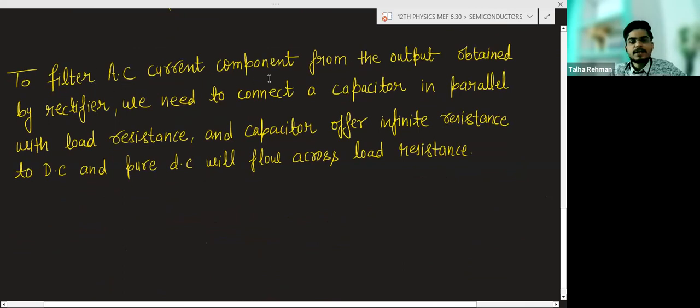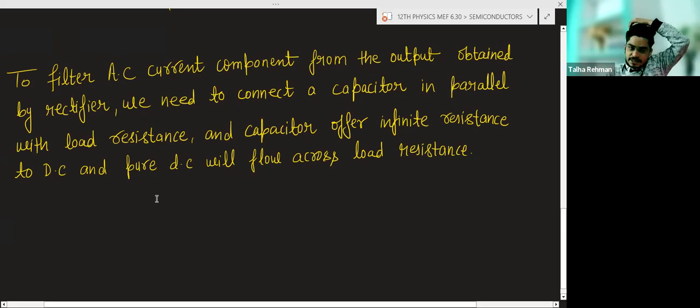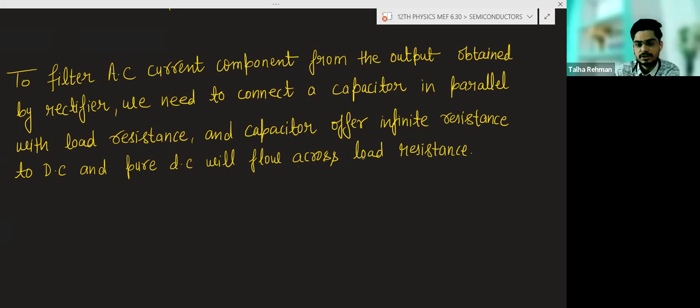So to filter the AC current component from the output obtained by the rectifier, we need to connect a capacitor in parallel with the load resistance, and the capacitor offers infinite resistance to DC, and pure DC will flow across the load resistance.